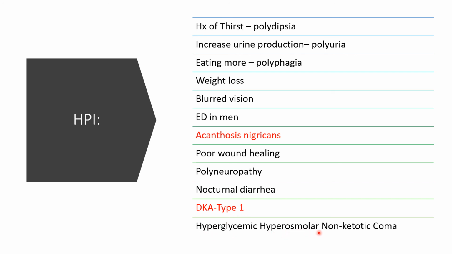Hyperglycemic hyperosmolar non-ketotic coma. They are in a coma, type 2. They didn't know that they are diabetic until the glucose level is high.